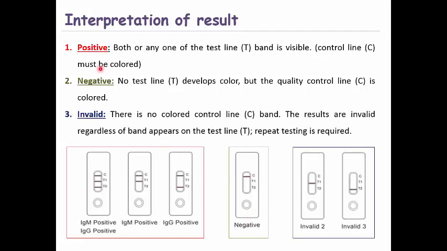And invalid, that is again a very important part. If there is no band at the control line, then the result is considered invalid. Whether the band is present on IgG or IgM or not, if you don't get the line on the control line, then the result is considered invalid. So repeat testing is required. So that is how the antibody screening is interpreted.